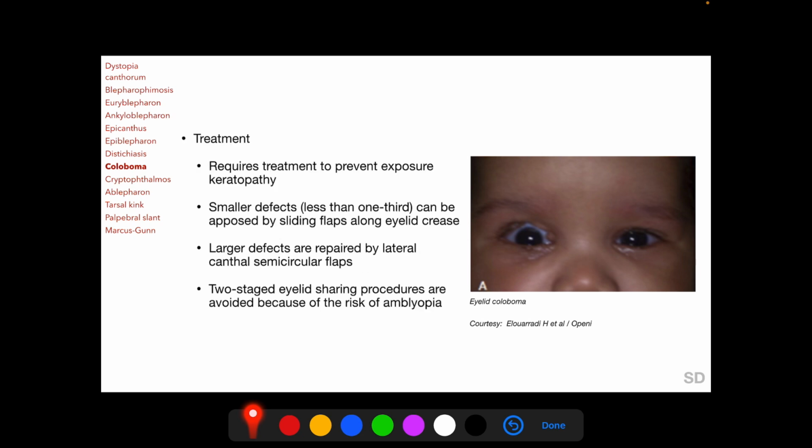Eyelid colobomas require treatment to prevent exposure keratopathy, and smaller colobomas involving less than 1/3 of the horizontal length of the eyelid margin can be opposed by creating sliding flaps with the help of incisions along the eyelid crease. Larger colobomas need repair with the help of semicircular flaps created near the lateral canthus, and eyelid shearing procedures, which are two-staged procedures, should be avoided in young children because of the risk of amblyopia developing between the two stages when the upper eyelid is fused to the lower eyelid.